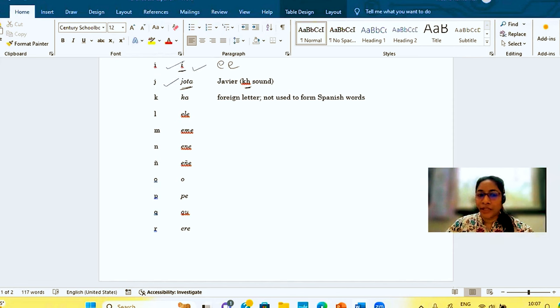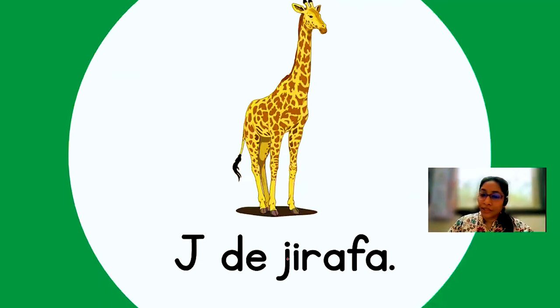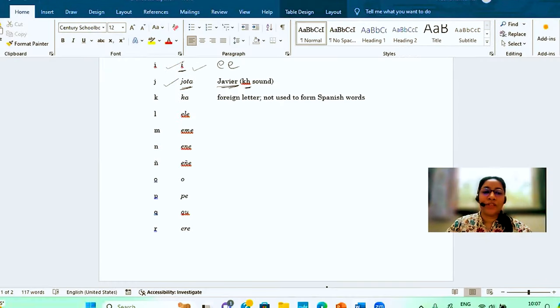However, let's look at this one word here. This is a name, a proper noun. We're not going to say Javier in the English way. We're going to say Javier. Or let's look at one more word. Jirafa. It's not giraffe. There's no pronunciation of J whatsoever. You're going to associate it with the k and h sound put together. Jirafa. Let's move on to the next one.